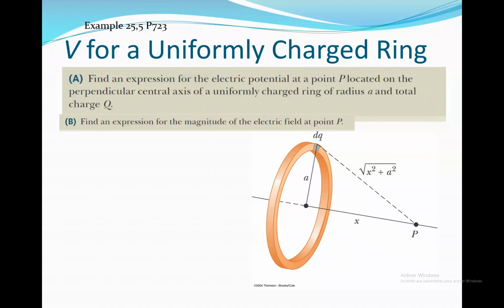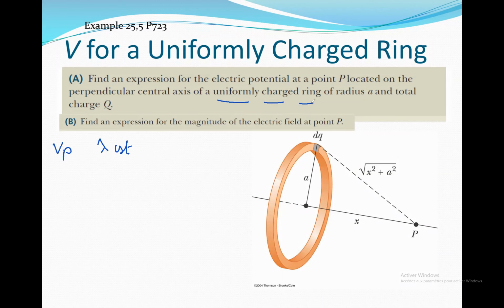Find an expression for the electric potential at the point P. So first of all, we have to find V at the point P. You know P is located on the x-axis, passing through the center of a ring. This ring is uniformly charged. It means lambda is constant. When we have a uniformly charged ring, we have a constant lambda.